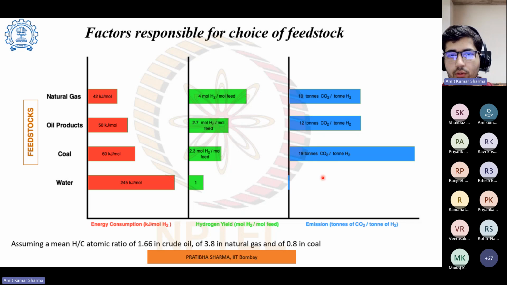And for water, there is no emission because water is only H2O, and you are breaking it, so hydrogen and oxygen will be there. But suppose you are not using renewable energy, and the electricity you are using in the electrolyzer is from a thermal power plant, then that will not be considered green hydrogen. It will be considered green hydrogen only when all the energy used in the production is from renewables only.